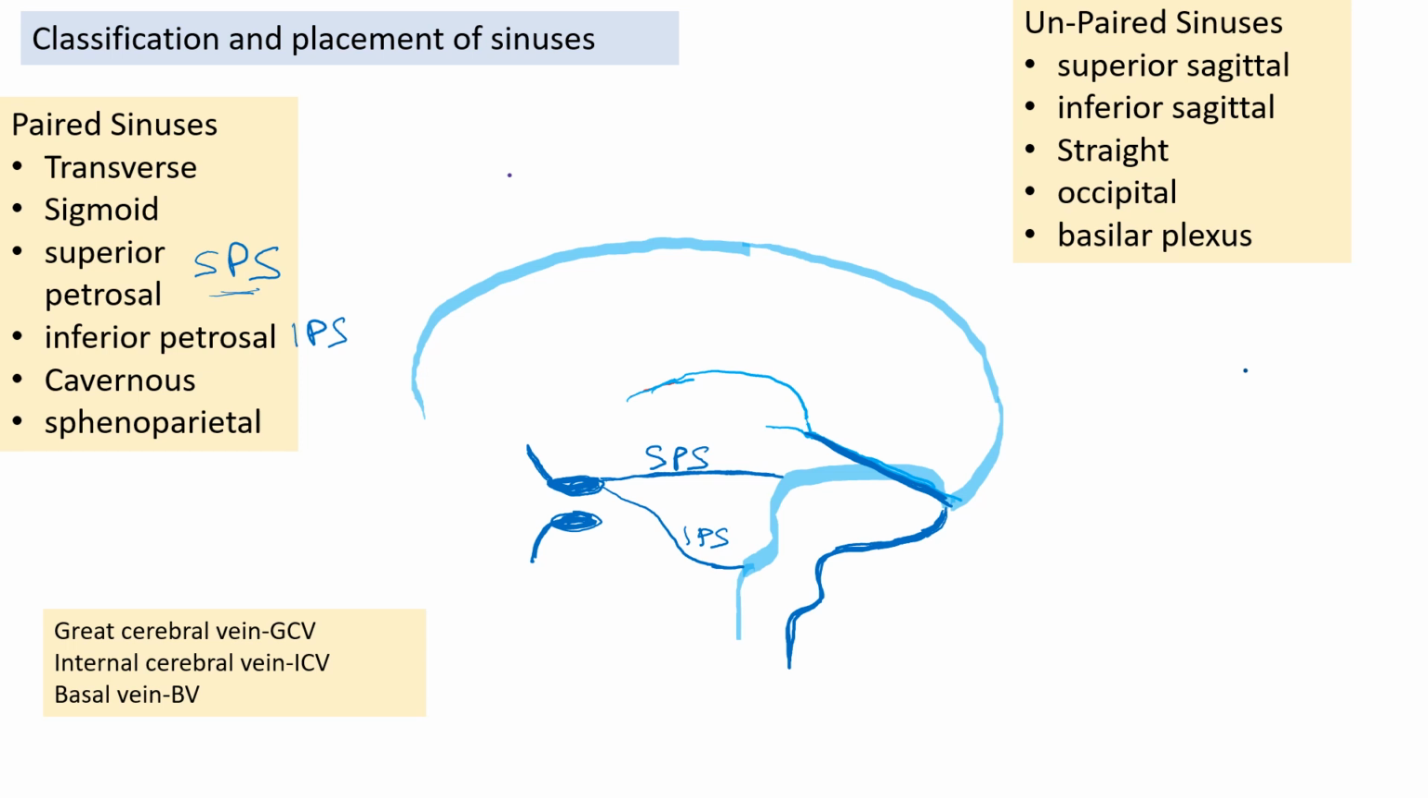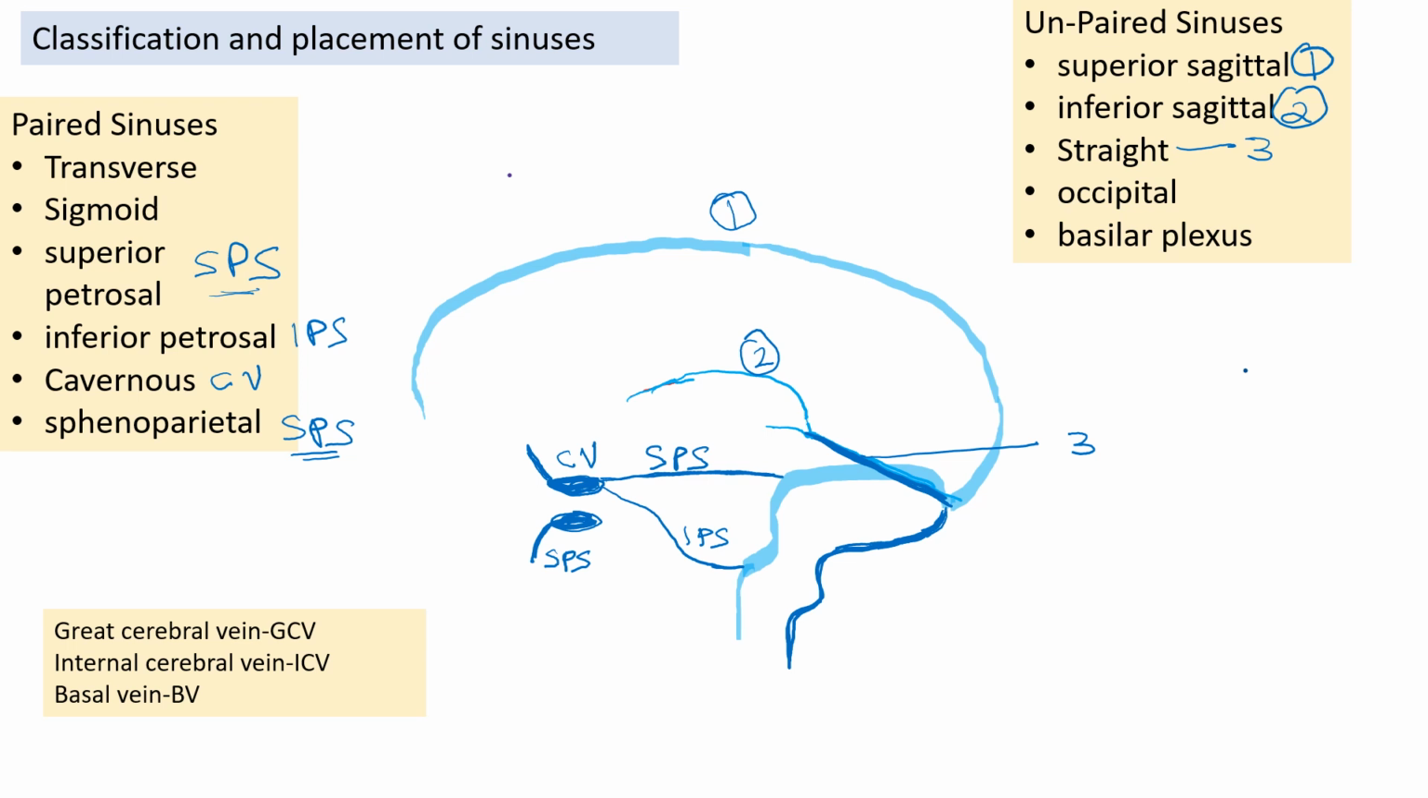And then we have the cavernous sinus. I am writing this as CV. So this is the cavernous sinus and the sphenoparietal sinus here. This one is the inferior sagittal sinus. The superior sagittal sinus I will write as 1, so this is the superior sagittal sinus. This is 2, the inferior sagittal sinus. 3 is the straight sinus.